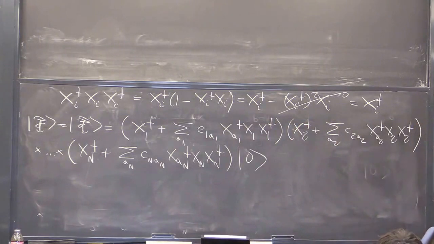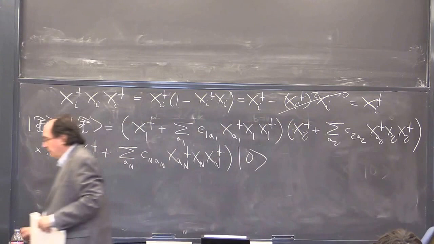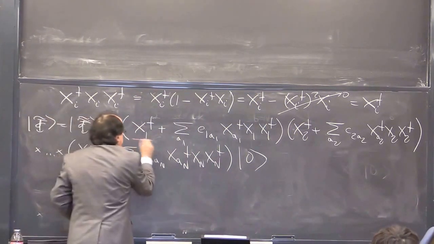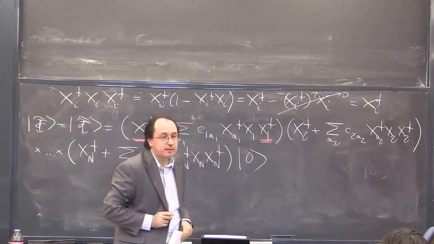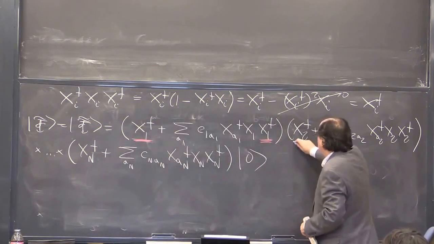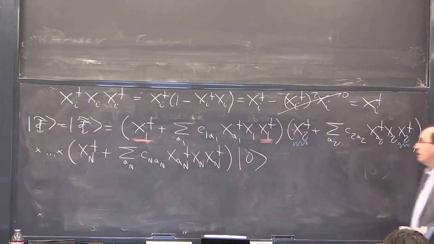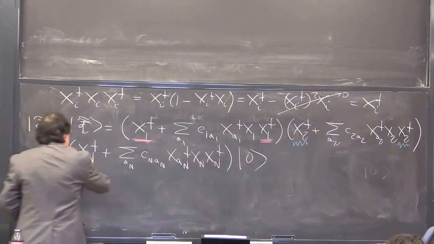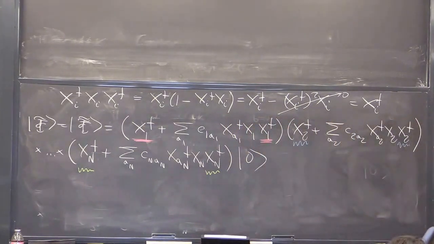Alright? And now the key step. You can see that I have x1 dagger operator here, and I have it here. So I can take it outside the brackets. Okay? I have x2 dagger operator here, and I have it also here. I can take it outside the brackets. Alright? And in the last term, I have xn dagger operator here and xn dagger operator here. So I can also take it outside the brackets. Okay?